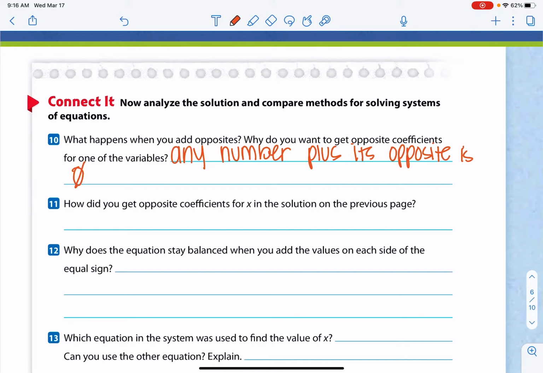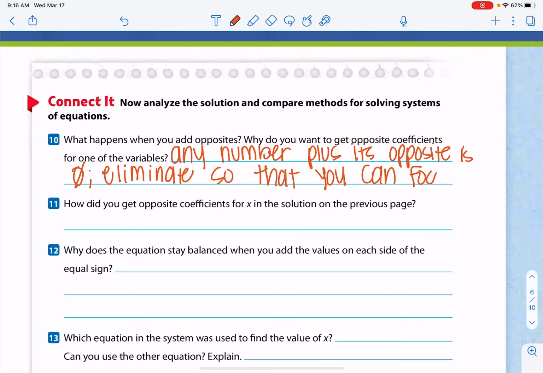Okay, and so why do you want to get opposite coefficients for one of the variables? The reason you want to do that is so that that set of variables eliminates, so that you only have to focus on one set of the variables. You do that to eliminate, so that you can focus on one set of variables. All right, moving on.